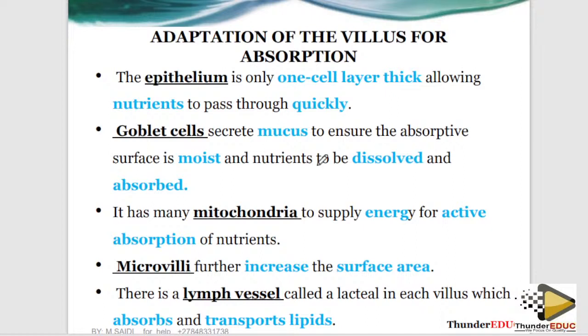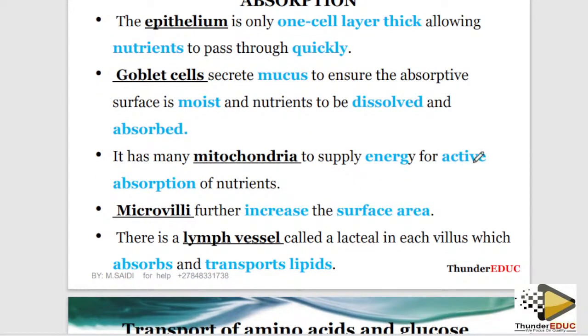For what? When it asks you adaptation, you give, for example, epithelium is only 1 cell thick. For what? Allowing nutrients to pass through quickly. So 1 cell thick, nutrients pass through quickly. You see, goblet cell, mucus, to moisten the surface and also increase the dissolving of the substances. Mitochondria, energy for what? Active absorption. Microvilli for what? Increase the surface area. Lymph for what? Transport lipids.